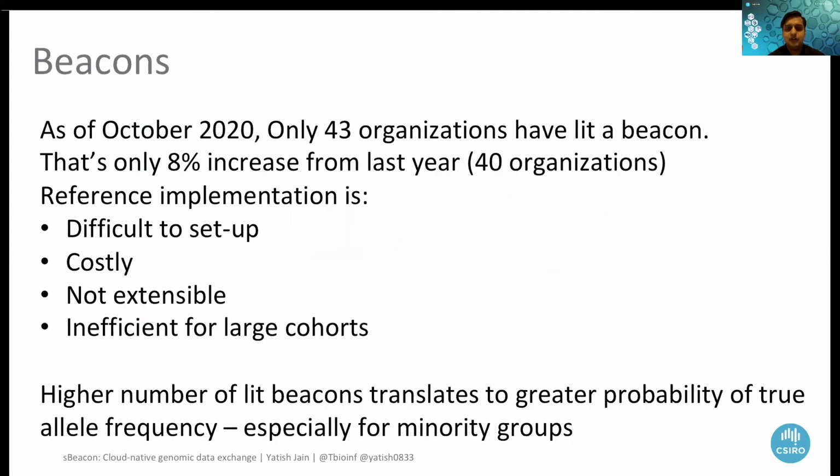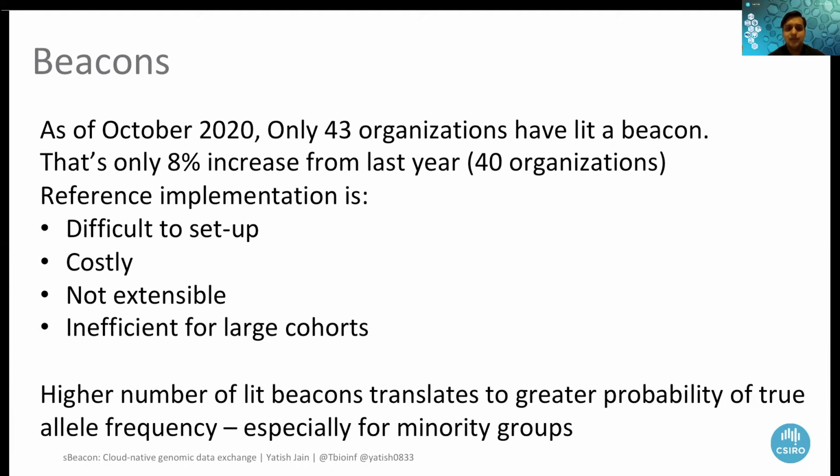Since Beacon release, there is only 8% increase in the number of organizations that lit up Beacon. This could be because the reference implementation is difficult to set up, it is expensive, it is not extensible, and is inefficient for large cohorts.